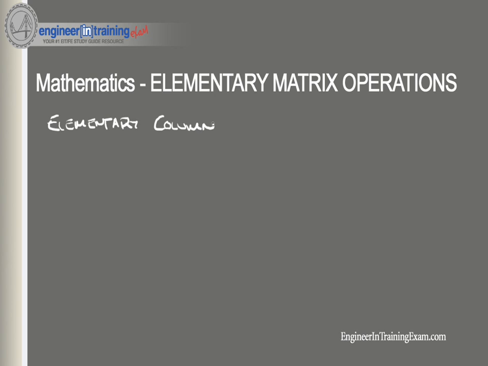Now, to perform an elementary column operation on a certain matrix A, which is still an R by C matrix, the following steps are completed. Number one is the same. We need to find E. Now, E in this case is known as the elementary column operator, whereas before when we were doing elementary row operations, E was known as the elementary row operator.